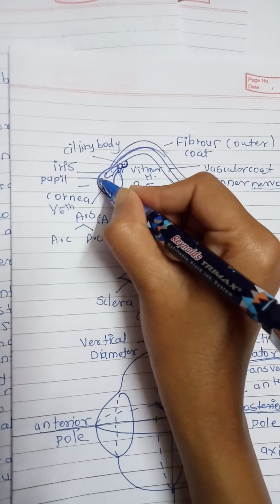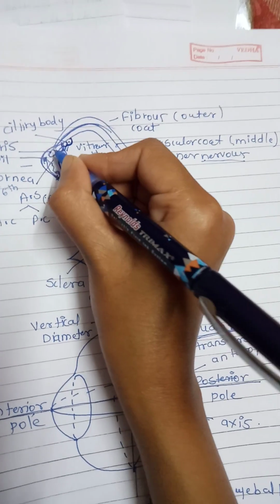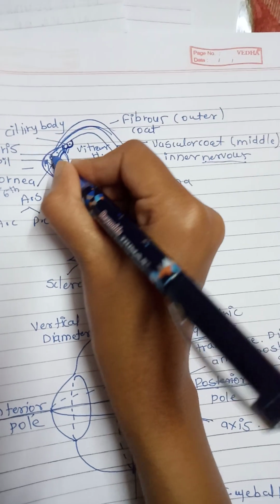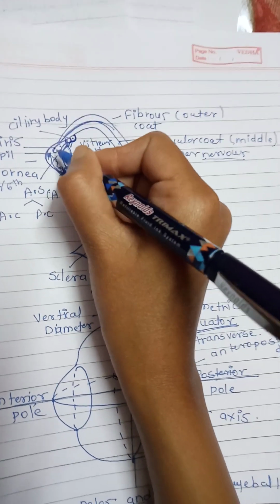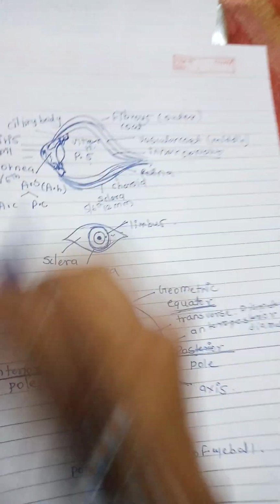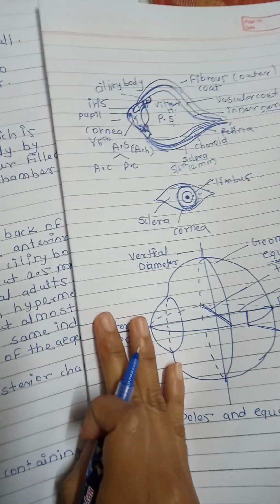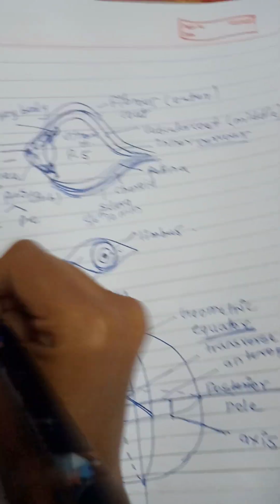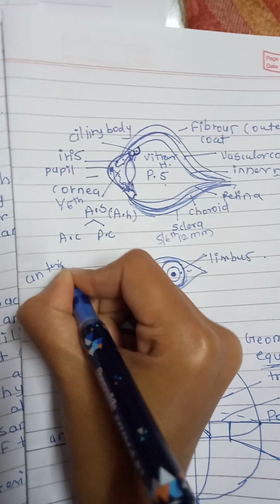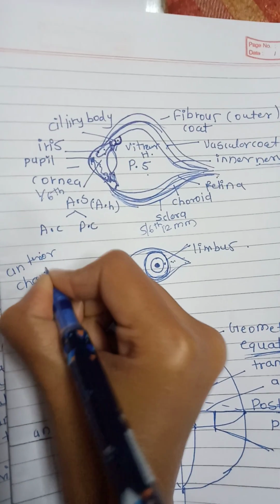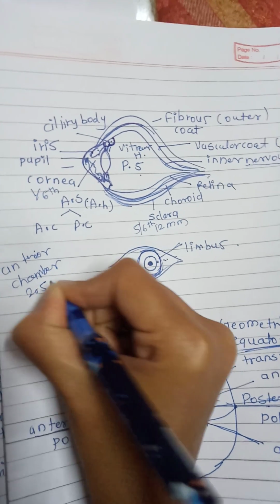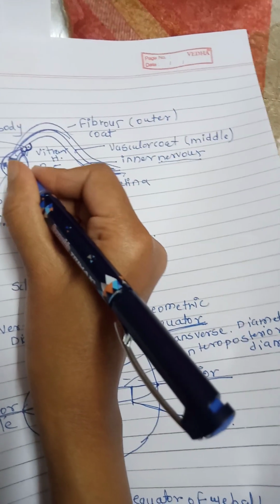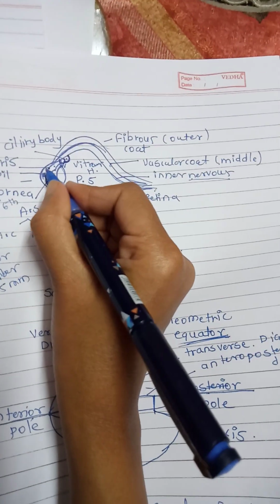What does this anterior chamber contain? It is bounded by the back surface of the cornea, the anterior surface of the iris and part of the ciliary body. The anterior chamber is about 2.5 mm deep. Here we write: anterior chamber, about 2.5 mm, aqueous humor fills the space between the cornea, iris and ciliary body. This is the anterior chamber.